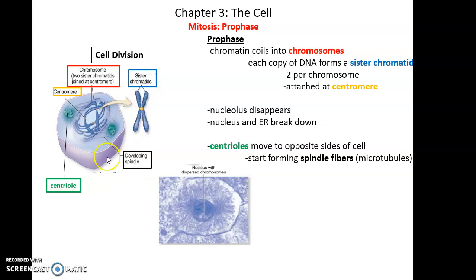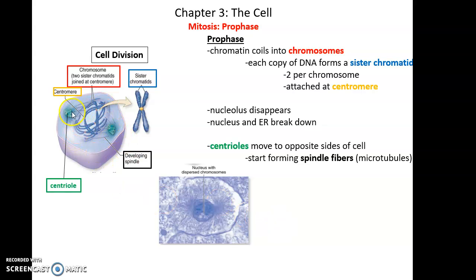Also, during prophase, the nuclear envelope will disappear, and the nucleus will disappear. The ER will break down, and the nucleolus will also disappear. So here, in this image of prophase, we can see the chromosomes forming, and we start to see the breakdown of the nucleus, and it will continue to break down completely till the chromosomes are released into the cytoplasm.